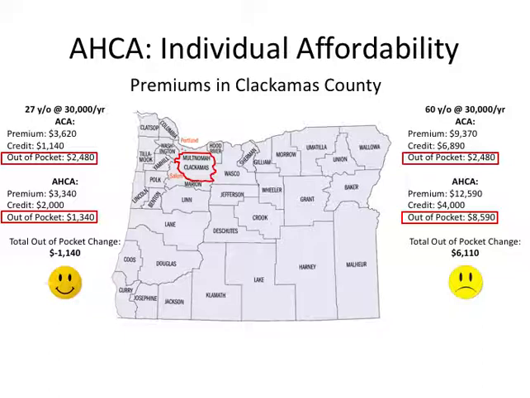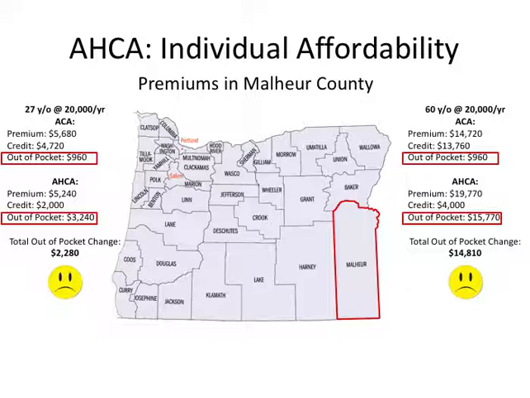would have a premium of $9,000, a credit of about $6,800 under the ACA, with a total out-of-pocket cost of $2,400. Under the AHCA, the premium would go up to $12,500, the credit would be $4,000, and their out-of-pocket cost would be $8,590. That is an increase in the total out-of-pocket cost of $6,110. Now, let's move on to our least wealthy county, Malheur County.